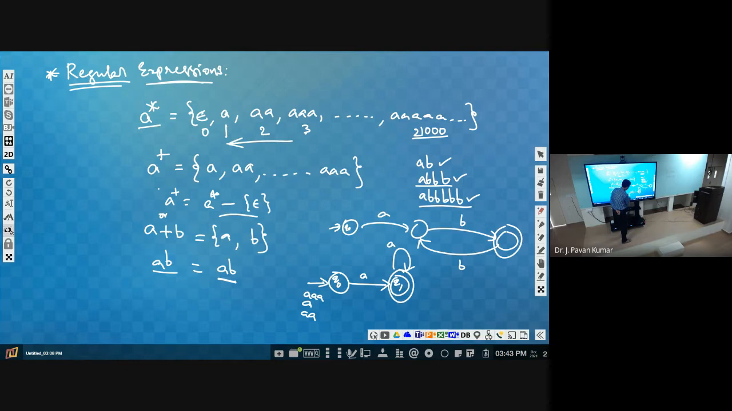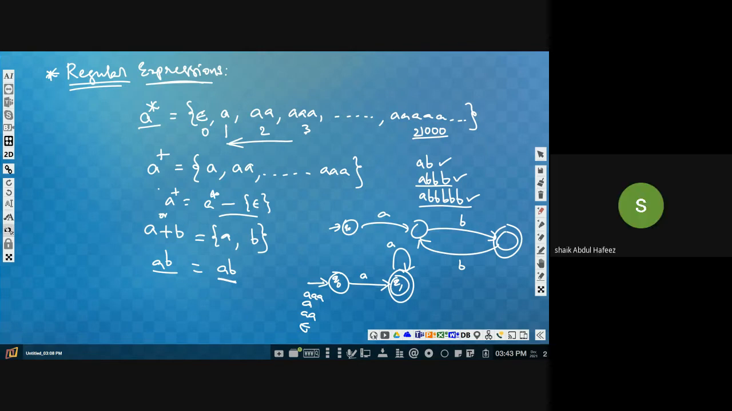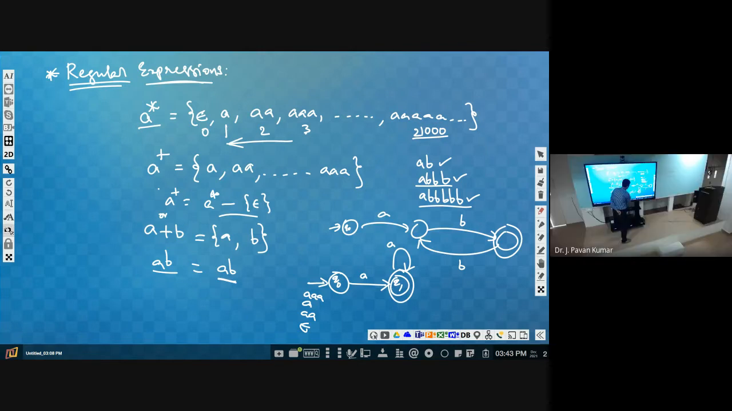A will be accepted, double A will be accepted, triple A will be accepted, 4 A's will be accepted. Okay, 10 A's will also be accepted. What about zero number of A's? Not accepted. So how can we represent this one except this? Now you say A plus. So this is the formula.